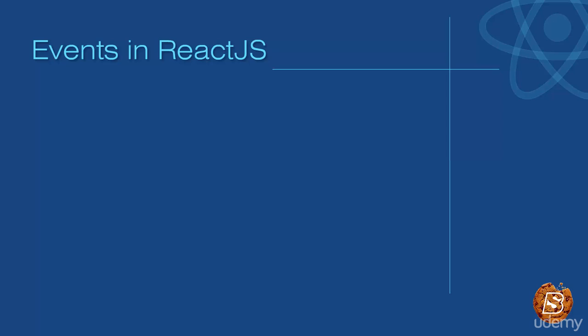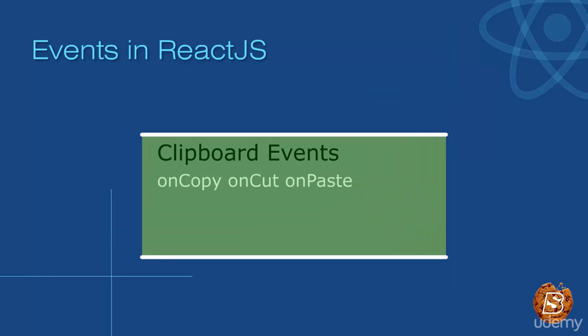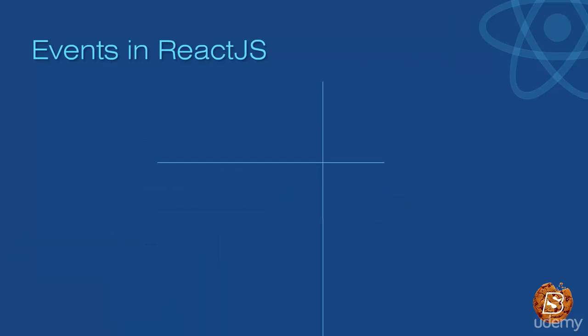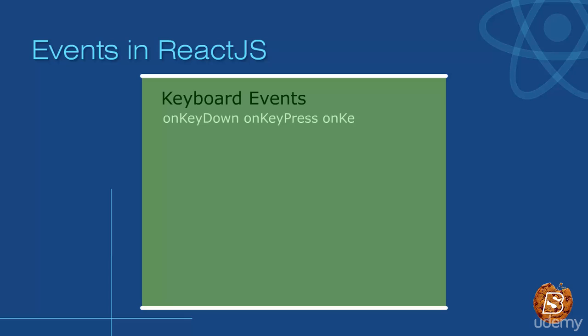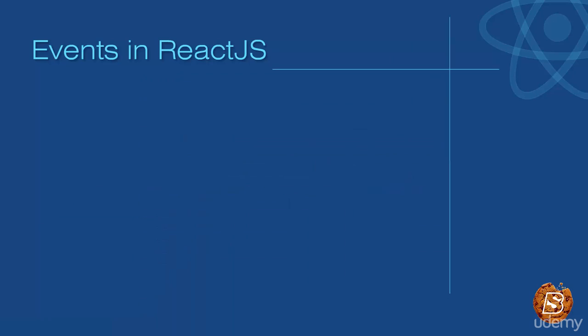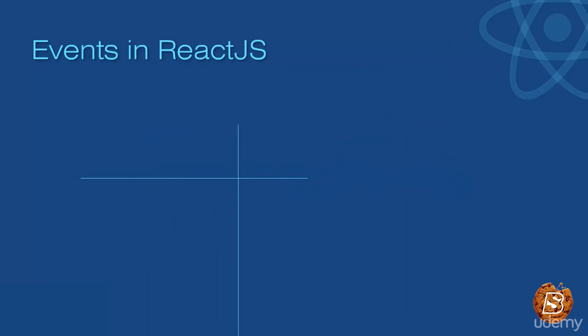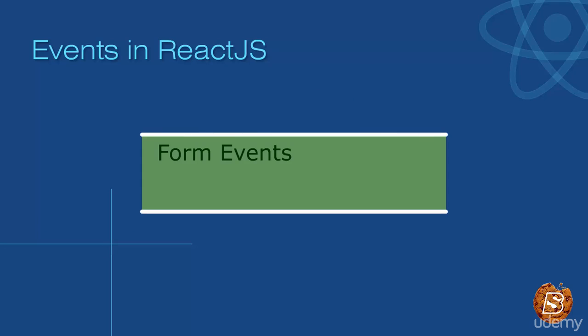So over here, some of the supported events in React.js are clipboard events, which are onCopy, onCut, onPaste. Then we have keyboard events, which are onKeyDown, onKeyPress, onKeyUp. These are the properties which are supported by these events. And then we have focus events, which are onFocus, onBlur. Next we have form events like onChange, onInput, onSubmit. onSubmit was the one which we demonstrated in the last lecture.